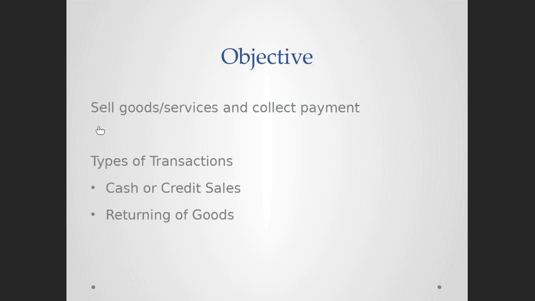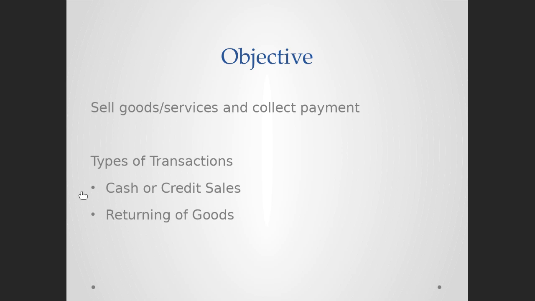The first thing we need to understand is the objective of the client. So remember, we're trying to understand what the client does. The client's objective in the revenue process of the business is to sell goods and services and collect payments. So their goal is to sell what they produce or sell the service if they're a service providing organization and collect the payment. So this is their primary goal. There are two types of transactions in this business process.